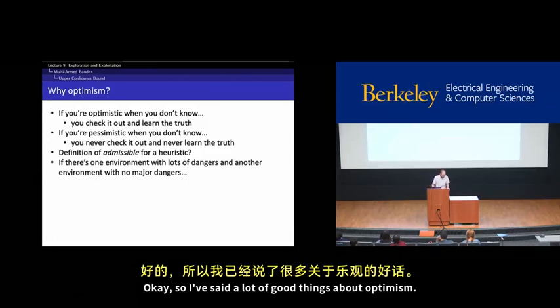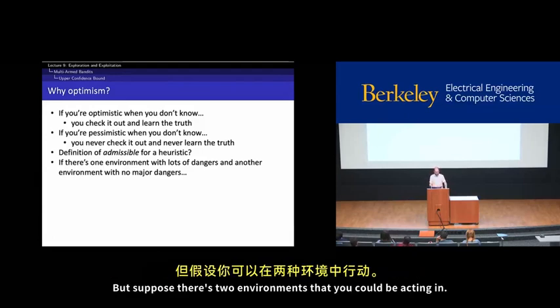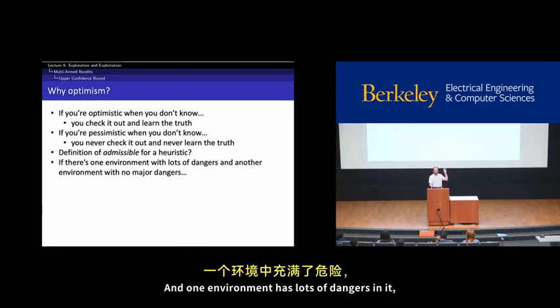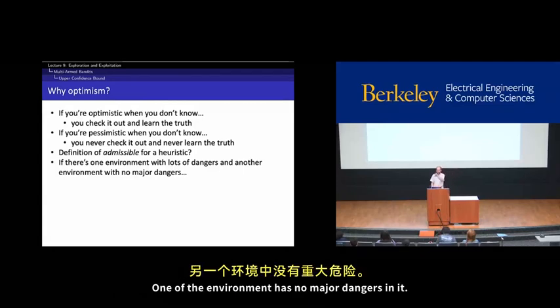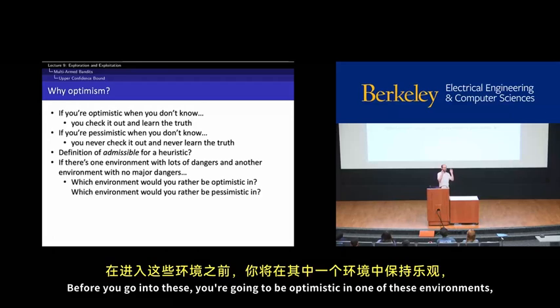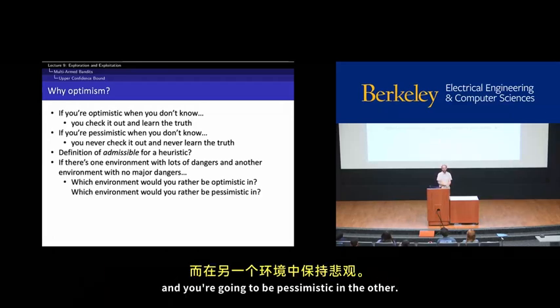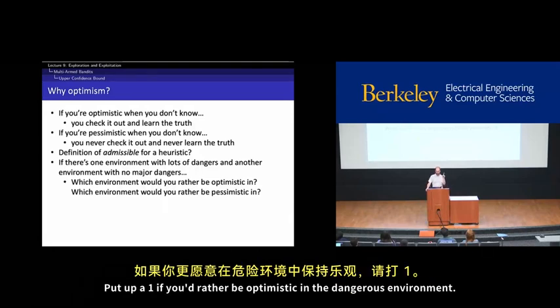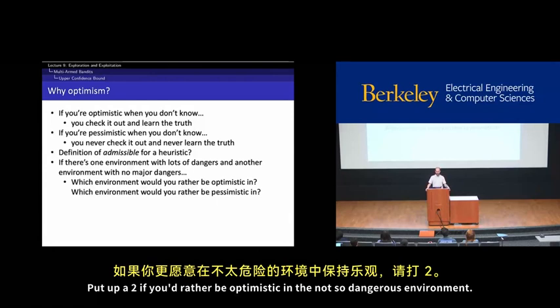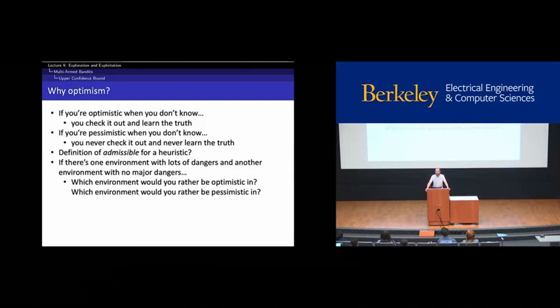Okay, so I've said a lot of good things about optimism, but suppose there's two environments that you could be acting in, and one environment has lots of dangers in it, lots of things that can go wrong and hurt you. One environment has no major dangers in it. And you have to pick before you go into these. You're going to be optimistic in one of these environments, and you're going to be pessimistic in the other. Which environment would you rather be optimistic in? Which would you rather be pessimistic in? Put up a 1 if you'd rather be optimistic in the dangerous environment. Put up a 2 if you'd rather be optimistic in the not so dangerous environment.